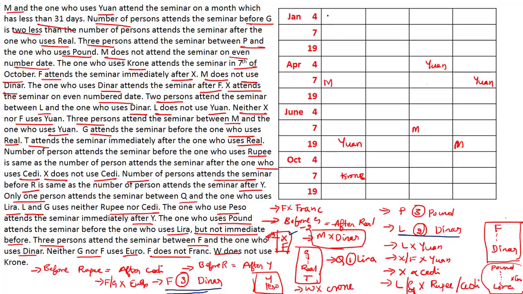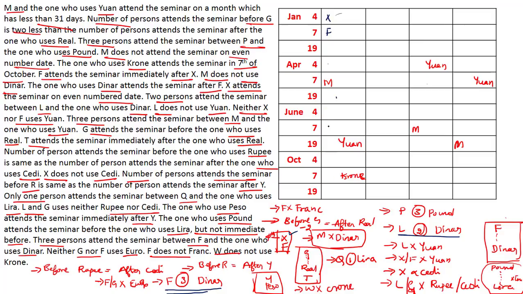So therefore, if I place X here, F can be here. There should be a gap of 3 persons between F and the one who uses dinar. F is here, 1, 2, 3. Dinar can be here. This is one possibility. If I put X here, F has to be here. That is not possible, so I'm not going to put X here.